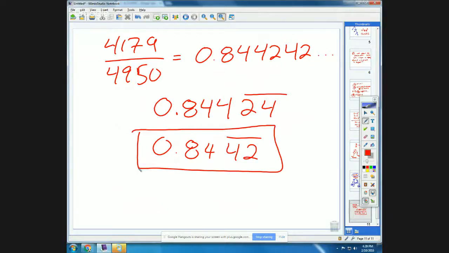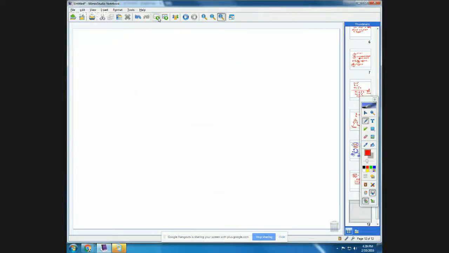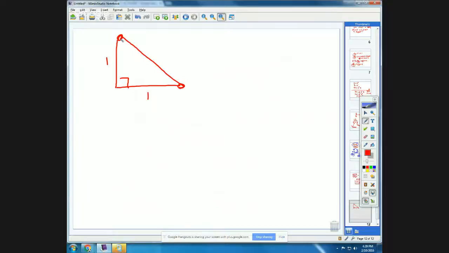Okay, so check this out, this is kind of interesting. I mentioned this in class the other day: if I take a right triangle that measures 1 unit that way and 1 unit that way, and I connect those endpoints together, this side right here is the longest side, and it's called the hypotenuse.